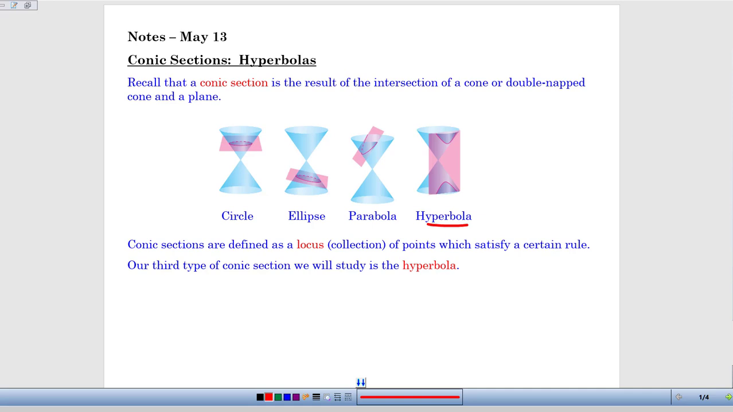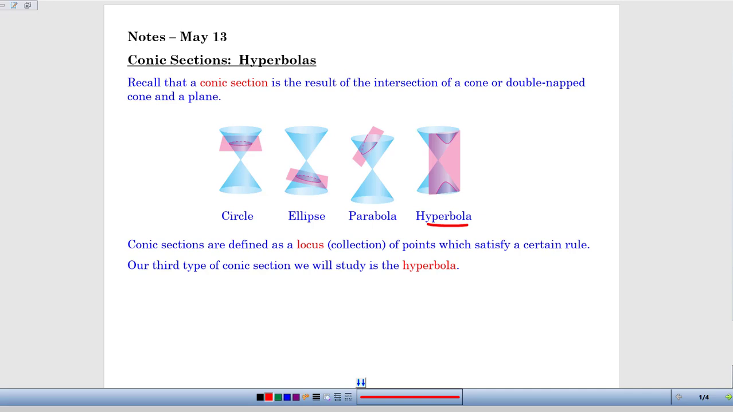You can see the plane is vertical, it's parallel to the height of the two cones that are placed tip to tip. And so as we slice through, the cross-section shape that we get are these two branches that look kind of like parabolas, but are different, and they extend forever in both directions.